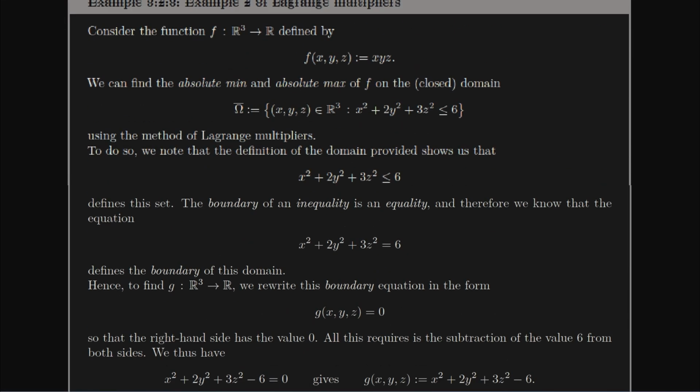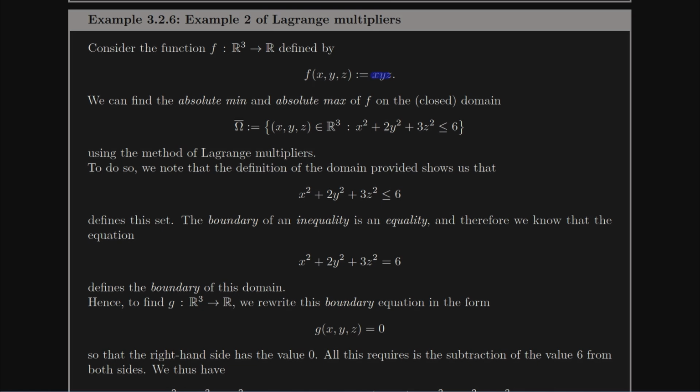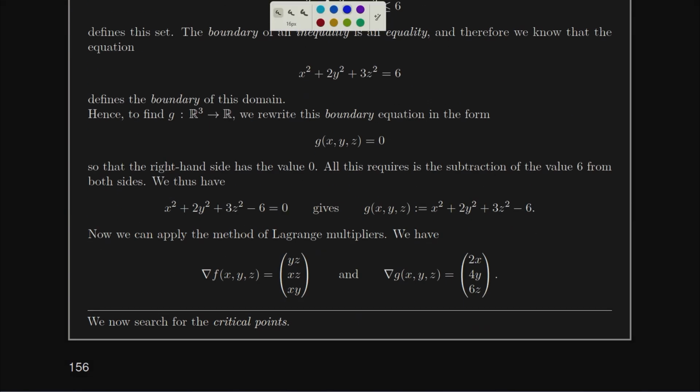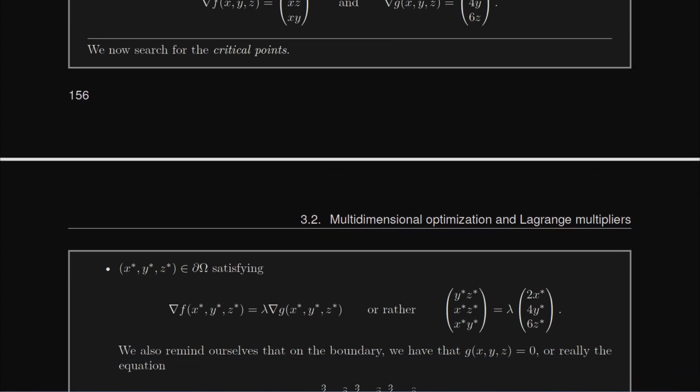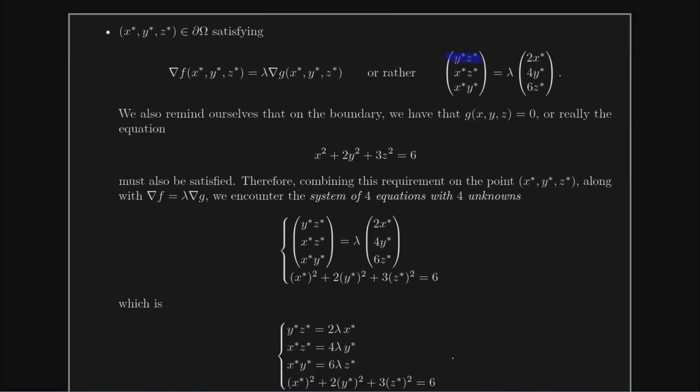If I go back to my original function here, x, y, z, I'm going to take a gradient of that function. When I take a gradient of that, the partial derivative in the x direction gives me yz, in the y direction gives me xz, and in the z direction gives me xy. And then I need to do the same with my constraining function. The partial derivative in x will give me 2x, in y will give me 4y, and in z will give me 6z. And Lagrange multipliers always says this gradient needs to be a multiple of this gradient. In other words, what I've written here, that the gradient of f is a multiple of the gradient of g.